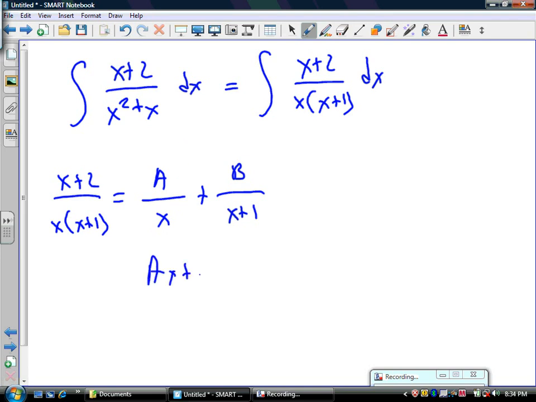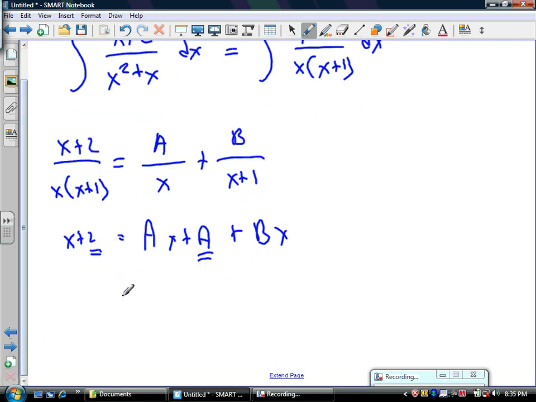So ax plus a plus bx. Okay, that's an a, is equal to x plus 2. So 2 has to match the 0 degree term, right? And x has to match the first degree terms. So right away I get that a is 2. A is 2. That's nice. Right away, a is 2.